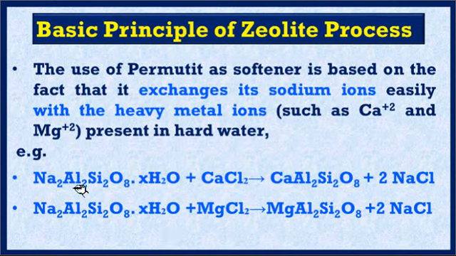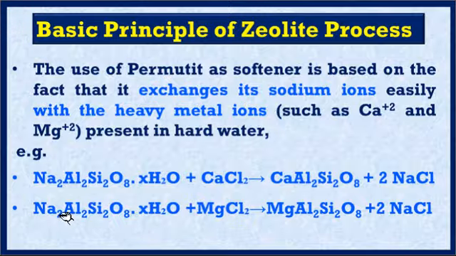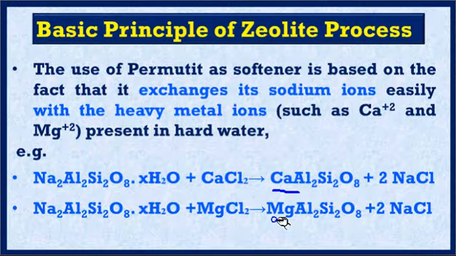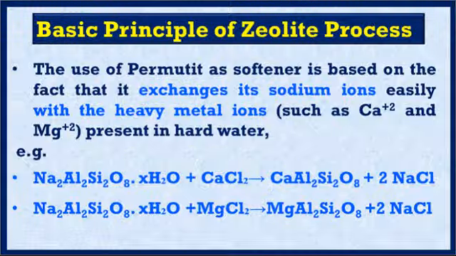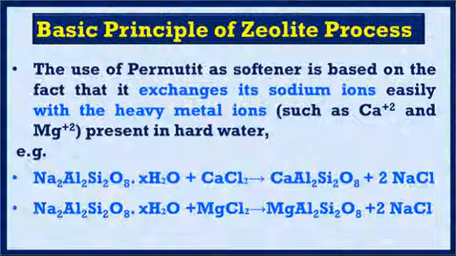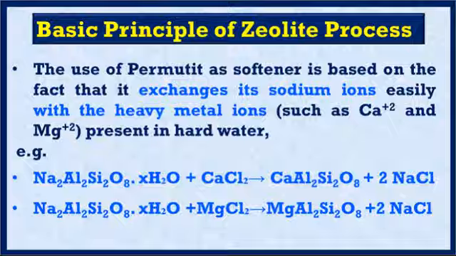Here we can easily see that when it reacts with calcium or magnesium salts, the sodium ions get replaced by the calcium or magnesium ions. So now the sodium zeolite is changed into the calcium zeolite or the magnesium zeolite form. So this is the basic reason why sodium zeolite can be used for the water softening process.